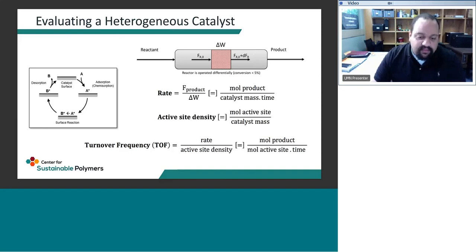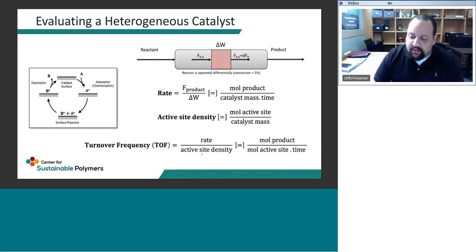So we have this concept here of turnover frequency, as you can see here in the figure on the left, which describes essentially the frequency at which this catalytic cycle happens, or essentially how many of these turnovers we have happening per unit time. And so you can numerically calculate that by taking your mass normalized rate and then further normalizing that by the active site density.